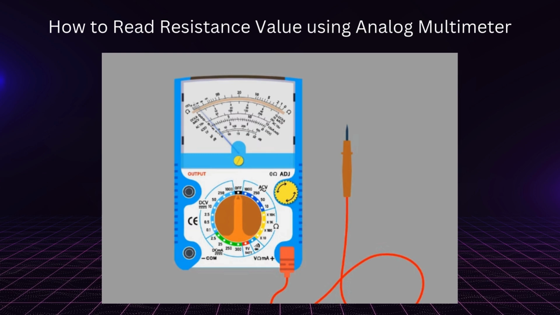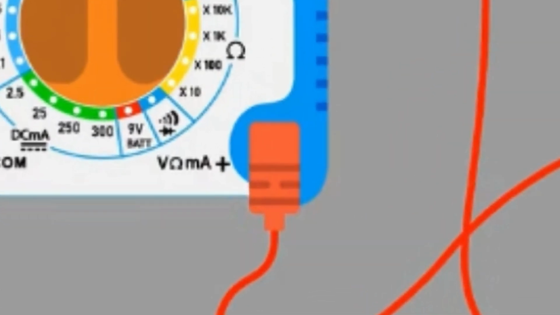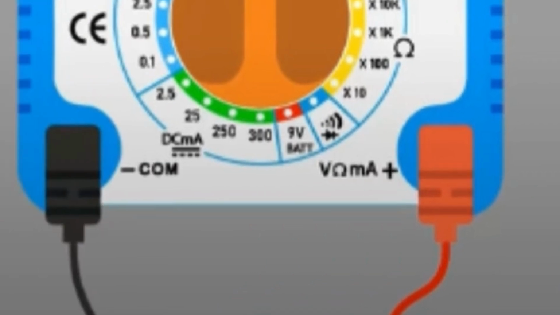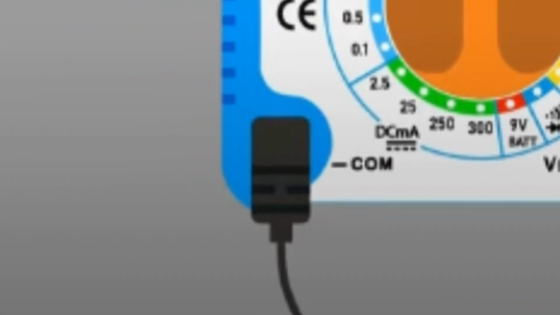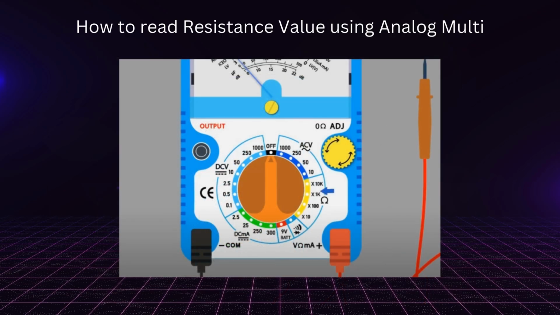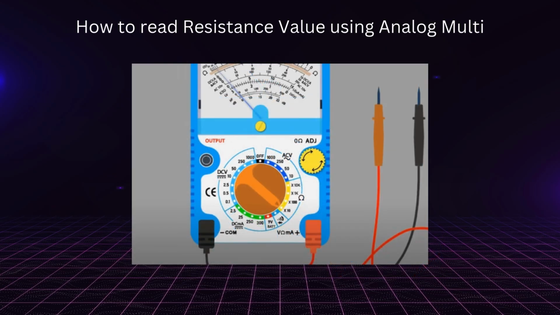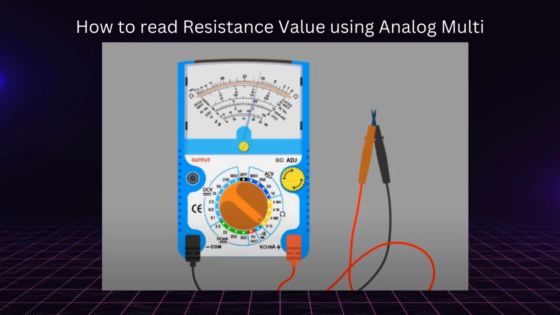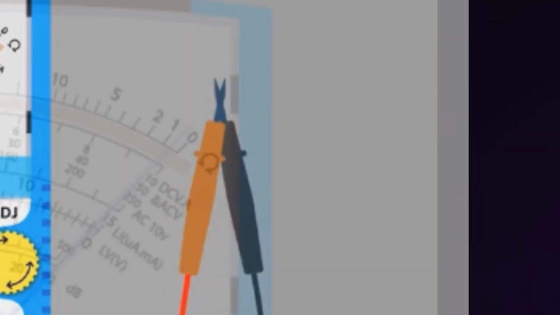Number 1. Connect red probe to the positive port of the multimeter. Number 2. Connect black probe to the COM port of the multimeter. Number 3. When measuring resistance, focus on the ohm symbol section of the range selector knob, as this setting allows the multimeter to accurately measure electrical resistance. Number 4. Select times 10 range. Number 5. To calibrate the multimeter, short the probes.